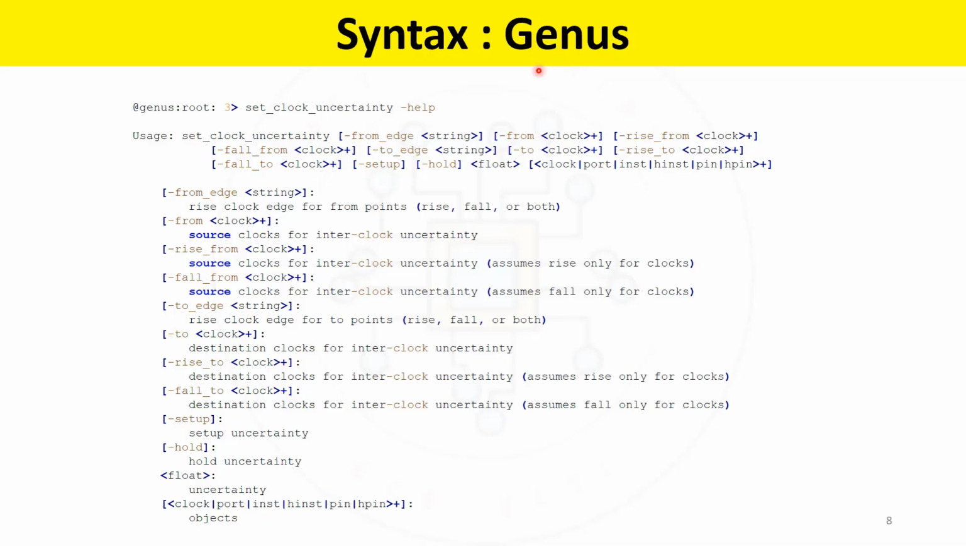Now this is the syntax according to Genus, which is from Cadence, whereas Design Compiler is from Synopsys. So set_clock_uncertainty, hyphen from edge, so rise clock edge for the from points, that is rise, fall or both. Next, hyphen from source clock for inter-clock. Simply remember, hyphen from means it will be the source, whereas hyphen to means it will be the destination clock. Please go through these slides, as most of the switches will be the same.